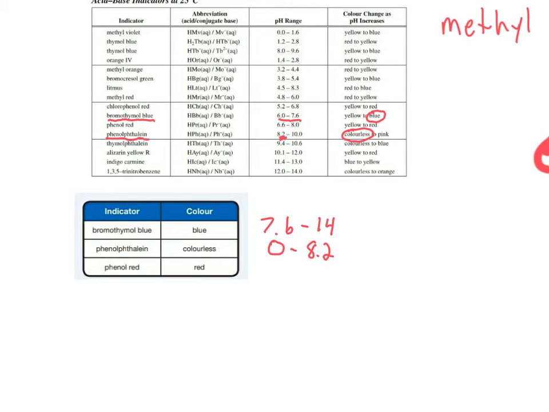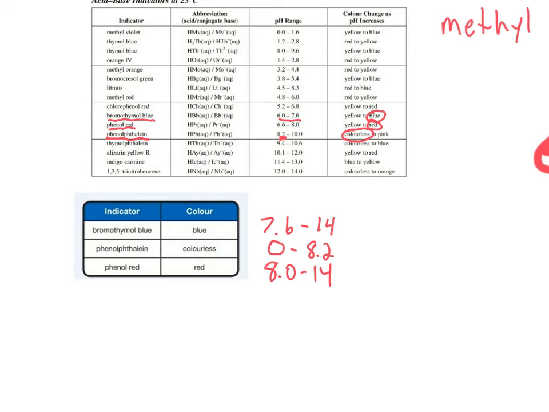But let's finish it off by looking at phenol red. Sometimes you'll be able to use all three of these clues. Sometimes only two of them will work for you. It depends. And with phenol red, we notice that it turns red. And so what we notice with that is that we are going to be greater than 8.0. So that would be 8.0 to 14.